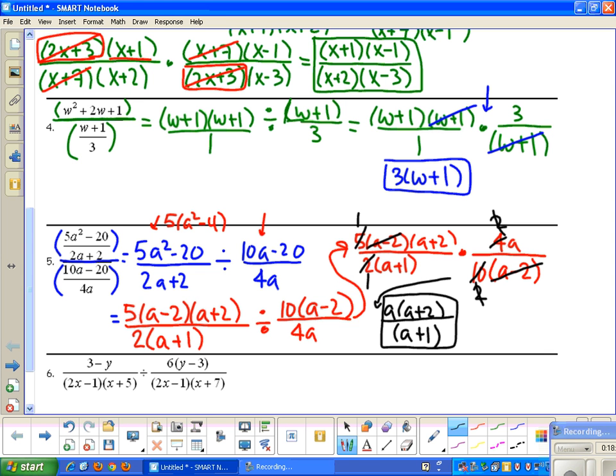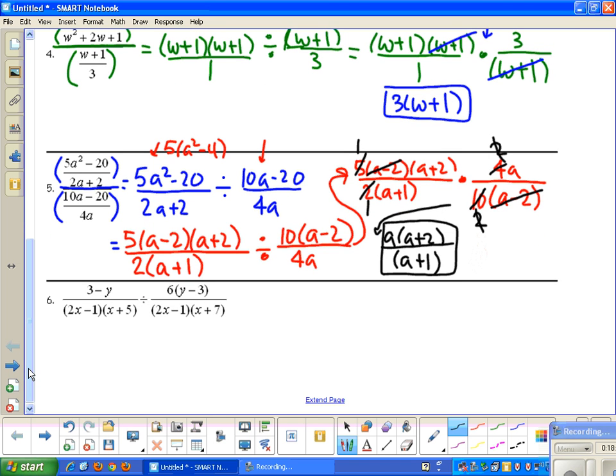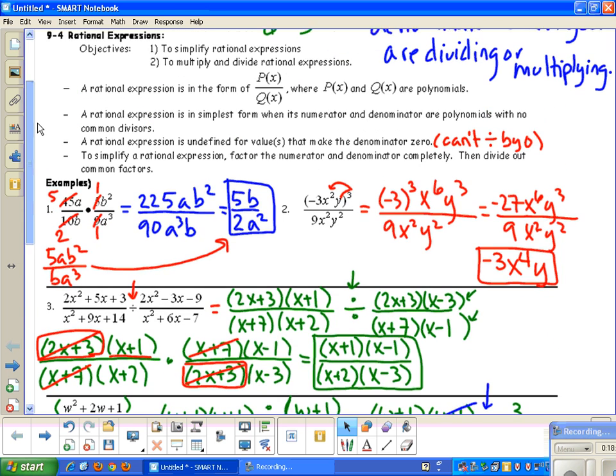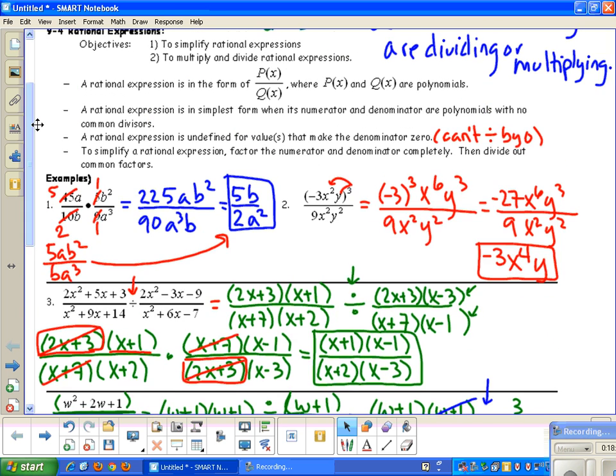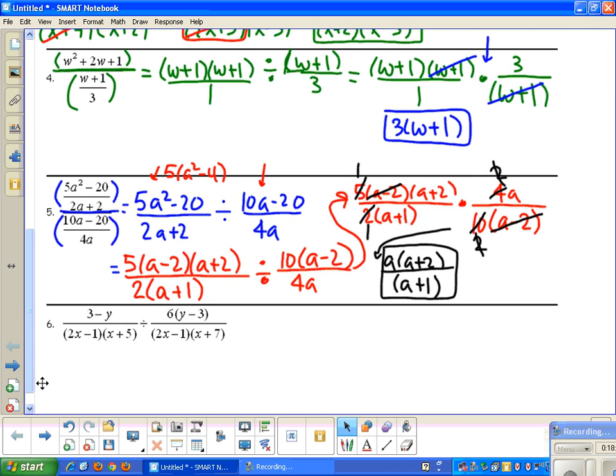So the next thing, I would want you guys to try to see if you can do problem 6 on your own, and then we'll look at it in class together. And then also, we're going to talk about looking for restrictions, and we'll talk about what a restriction means during class. And remember, restrictions are going to be things that make your denominator 0. So things that make our denominator 0 are numbers that we cannot have. And again, we'll talk about that. So do number 6 and then bring this with you to class.